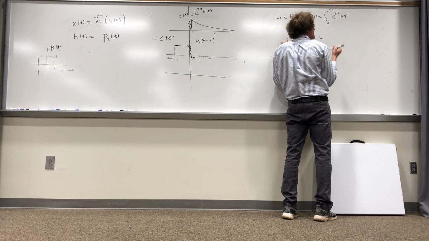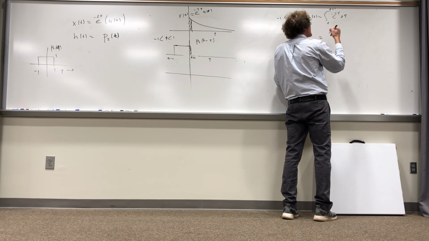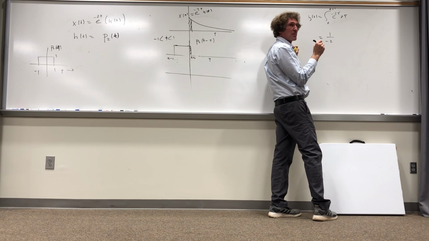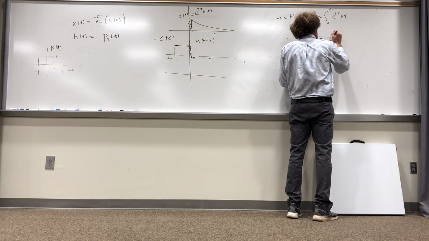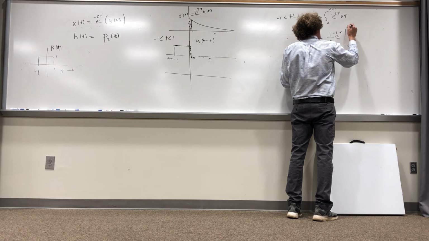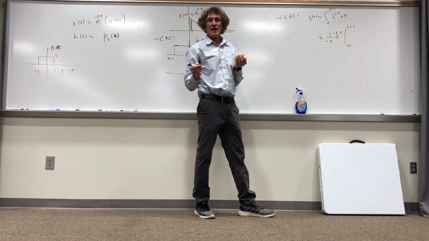Well, if you integrate e to the anything, e to the plus a tau d tau, you get 1 over a, right? So you get 1 over minus 2, don't you, class? And then it's going to be e to the minus 2 tau, evaluated at 0 to t plus 1. I just did the integration.